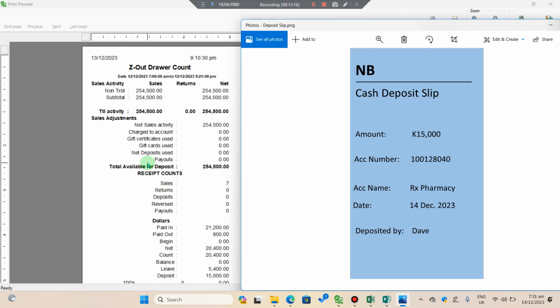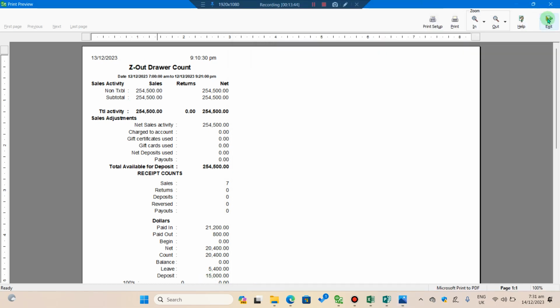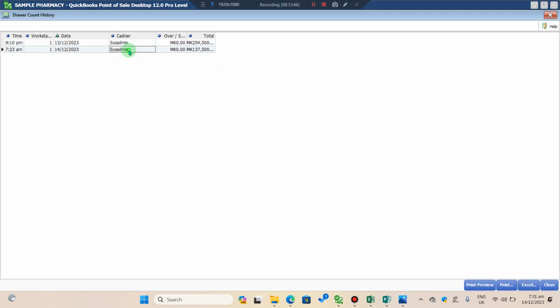So ndiyo tikuyenera tipange file together chifukwa they are representing the same thing. So we have 15,000 here and 15,000 there. Sipakuyenera pakhale ma discrepancies in that way, because this amount system yaichotsera sizawerengeranso this amount, taipanga deduct kuti this money has been deposited to the bank. So that's how it should happen. And they would come next day on this next report.